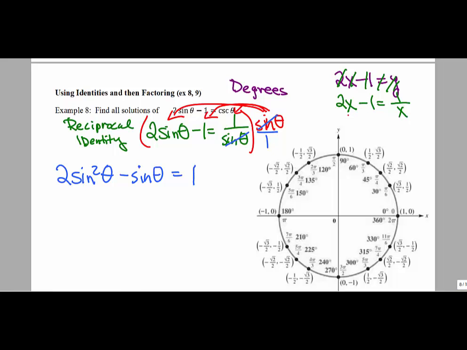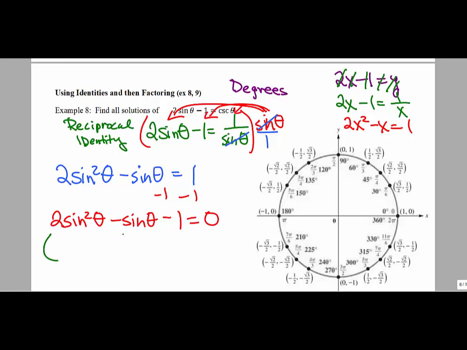So now we have something that looks like 2x squared minus x equals 1. And if I was working in algebra and also working in the trig, I would get everything over to one side and then factor. So let's subtract 1 from both sides. So we have 2 sine squared theta minus sine theta minus 1 equals 0. So we get everything over to one side and then factor.